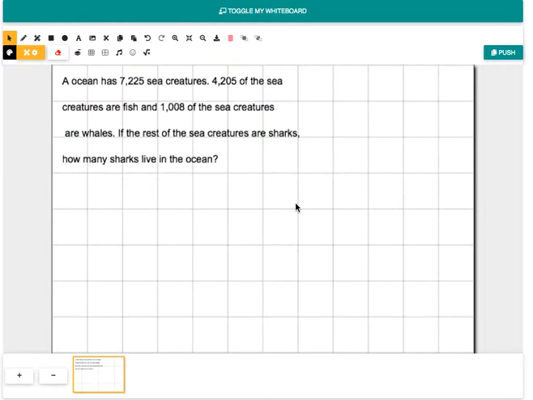I'm going to show you guys how to do a multi-step problem. I'm going to show you two ways. So I'm going to show you the first way, just basically using cubes and keywords. Then I'm going to show you the same problem using part, whole.